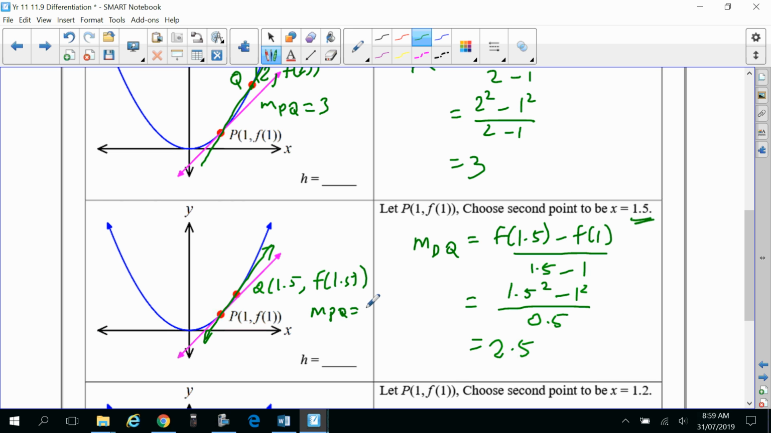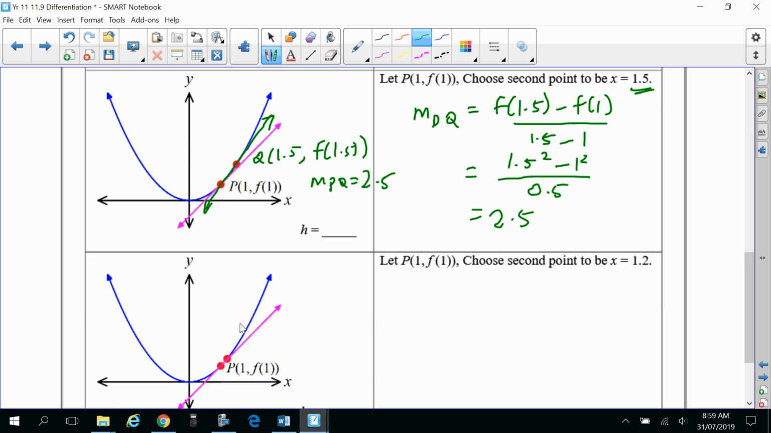It's closer, but it still doesn't give me the gradient of the tangent. It's getting closer to the gradient of that pink line, but still not exact. So we can make Q closer again. Look at this. It's almost a tangent, but not exactly, though it'll be very almost the same. Let's try that. So let Q be 1.2. That's pretty okay, but we're just doing the same thing again. Gradient of PQ. Let's try that.